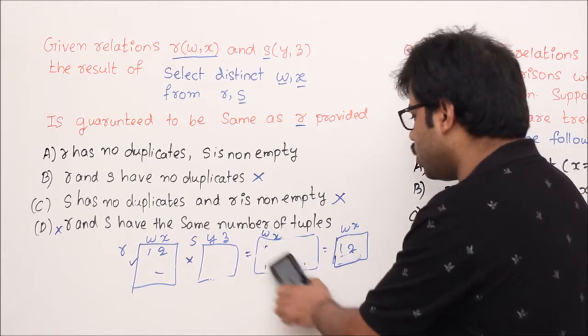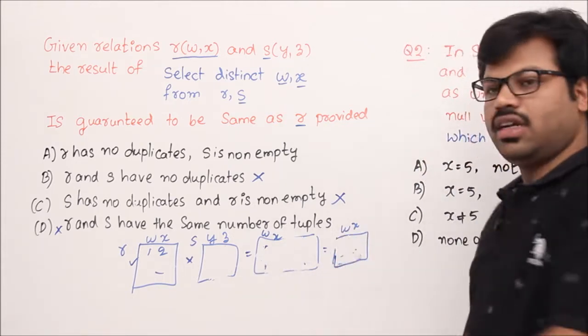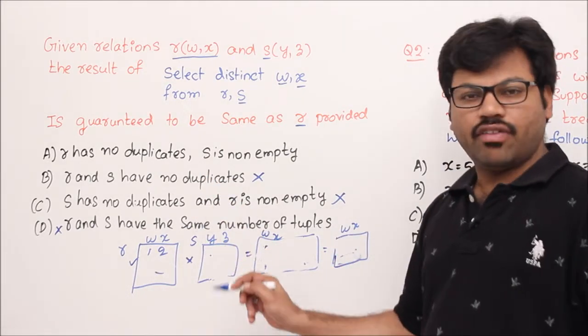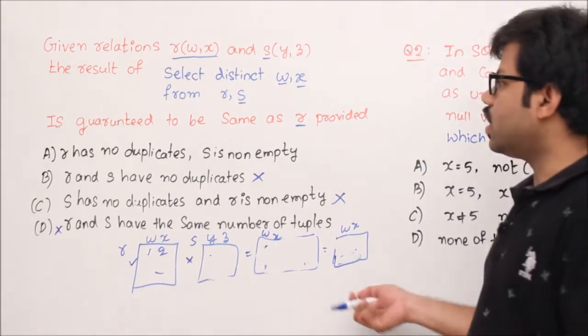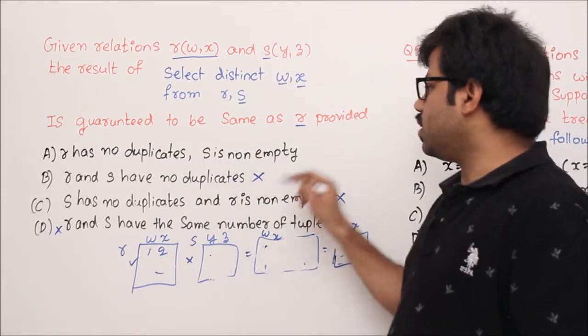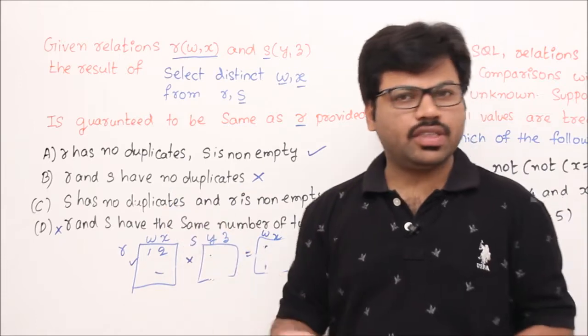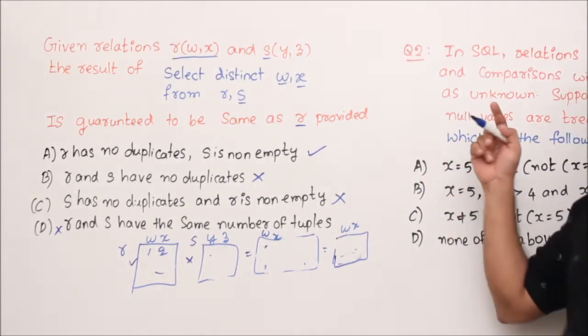Then if you project on X, you get an empty result, but you don't get R back. To get R back, S should have at least one tuple, correct? So that's why I can say that S being non-empty is the perfect answer. So option A, R has no duplicates and S is not empty, is the correct answer. Now we will see the second question.